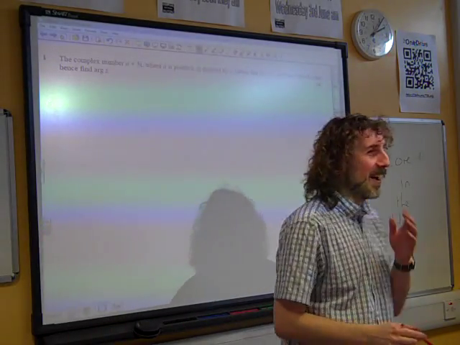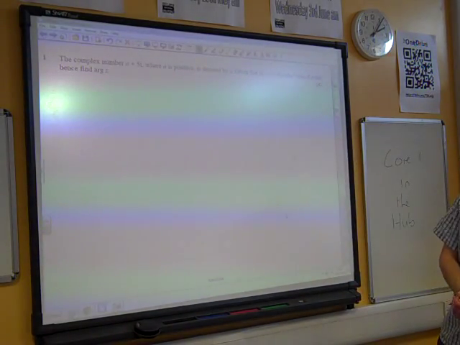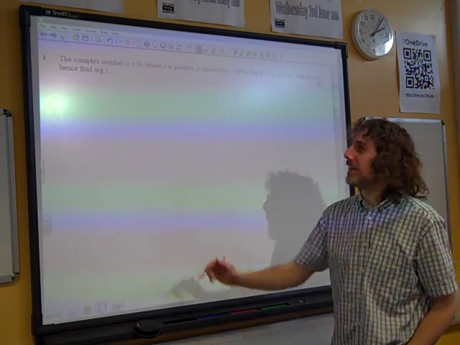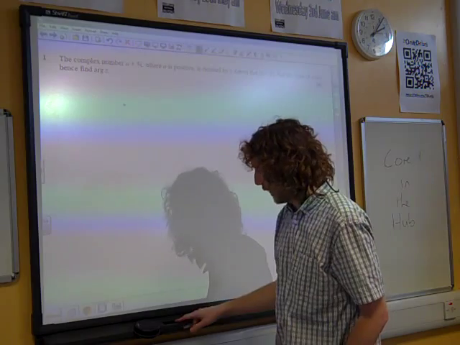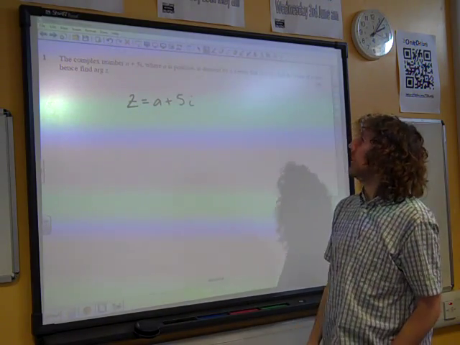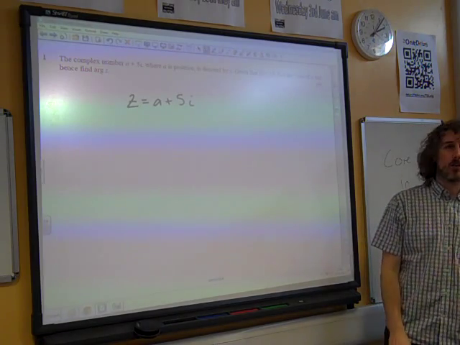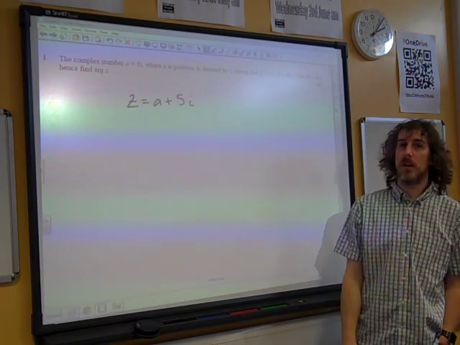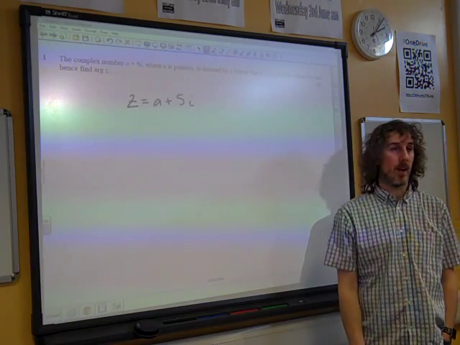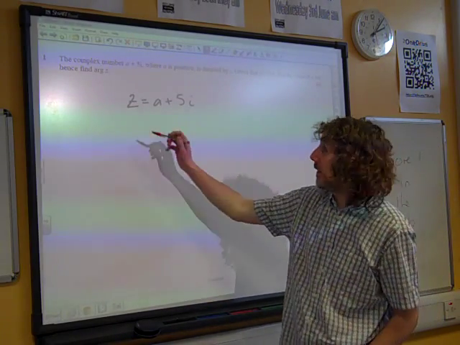Right, okay, so question 1. The complex number a plus 5i, where a is positive, is denoted by z. Let's write that. z is a plus 5i. There we go, we feel better now. Given that the modulus of z is 13, find the value of a, and hence find the argument.